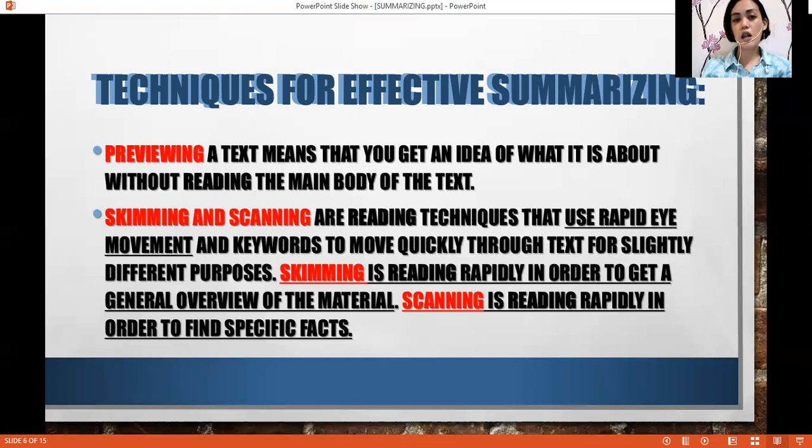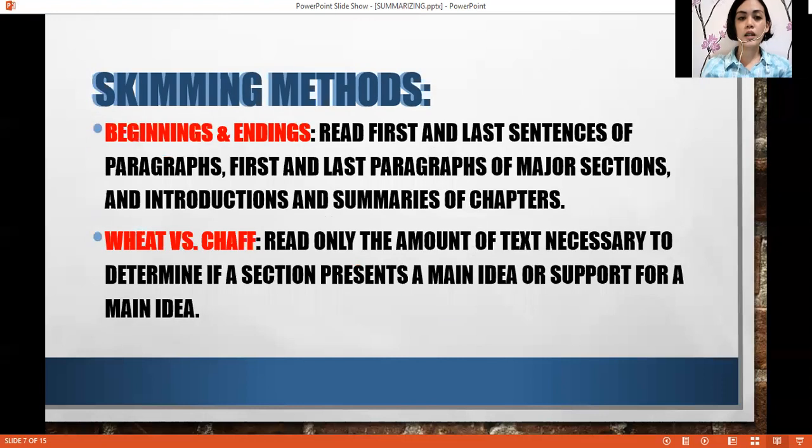So the techniques for effective summarizing, again, are reviewing, skimming, and scanning. We have skimming methods here. Again, skimming is looking for the general overview of the material. And skimming also has these techniques in how to skim effectively. First is beginnings and endings. Okay, so again, it's looking at the general overview of the material.